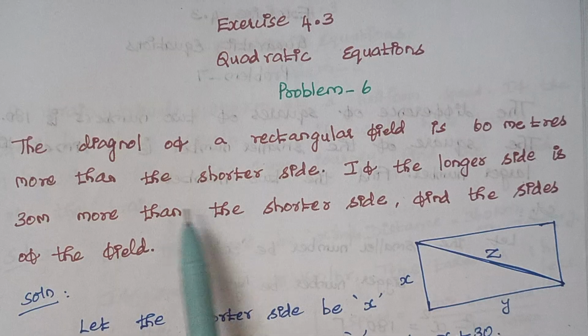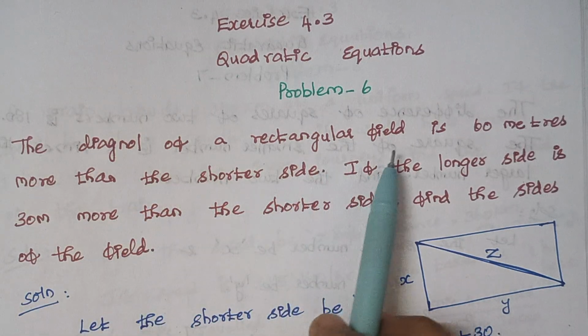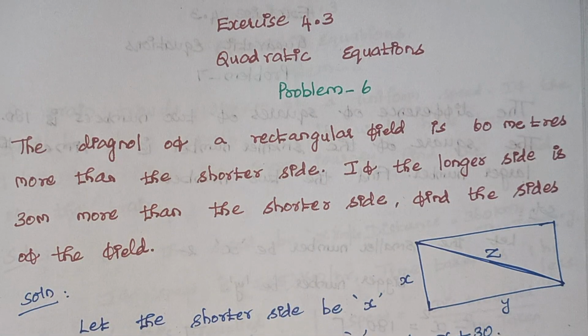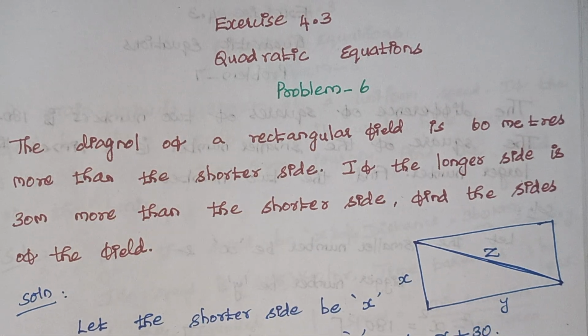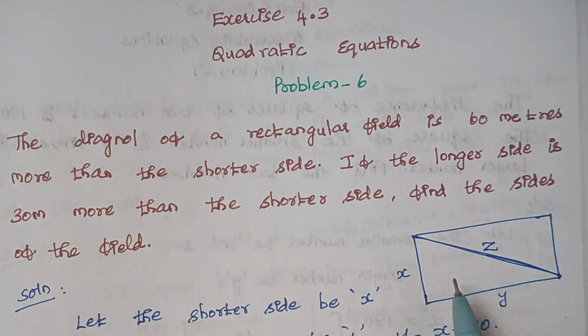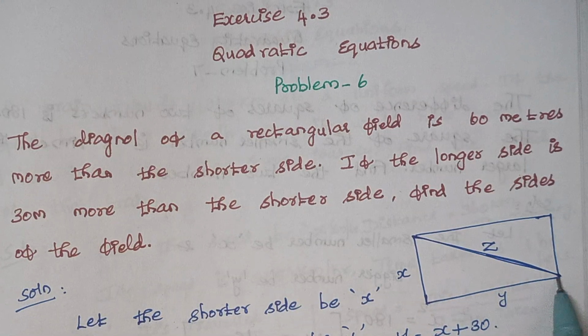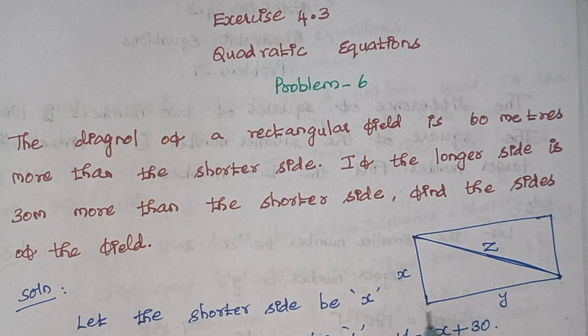So here you see the diagonal of a rectangular field. Actually, we have a rectangular field whose diagonal is 60 meter more than the shorter side. So anyway, here we are going to talk about a rectangle. First draw a rectangle, and here this is the shortest side and this is the longer side and this is your diagonal. Okay, first be clear with this.